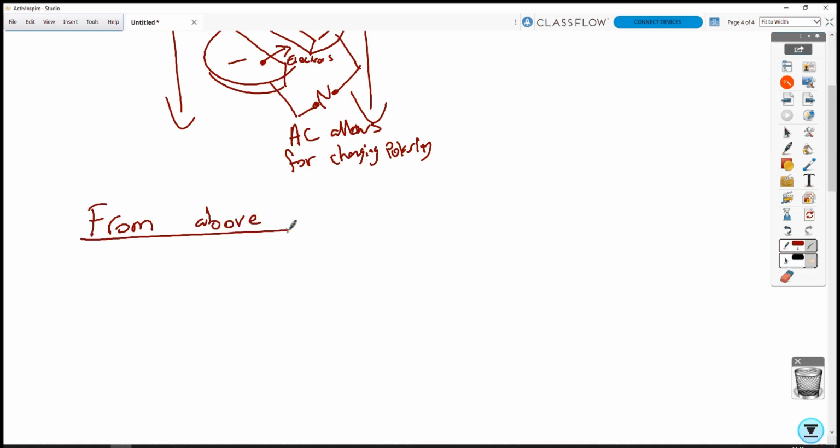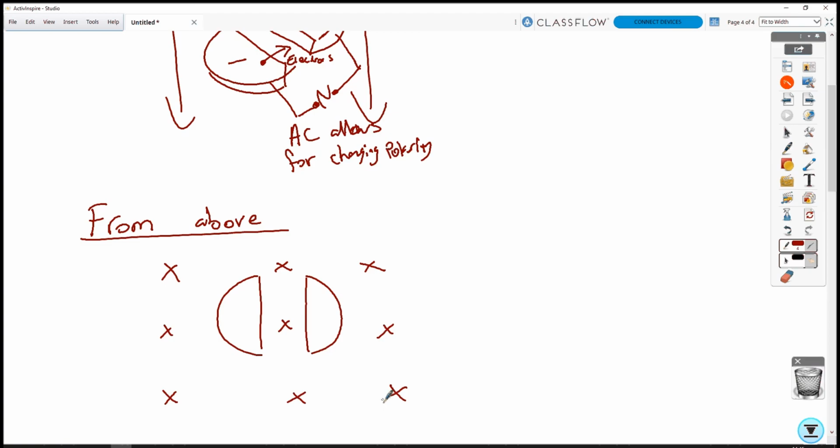So from above, we've got the Ds, and we've got our magnetic field going into the paper. So if our electron started here, then what would happen is the electron will go between the two Ds, and it will spiral as it accelerates until it leaves and moves towards a target.